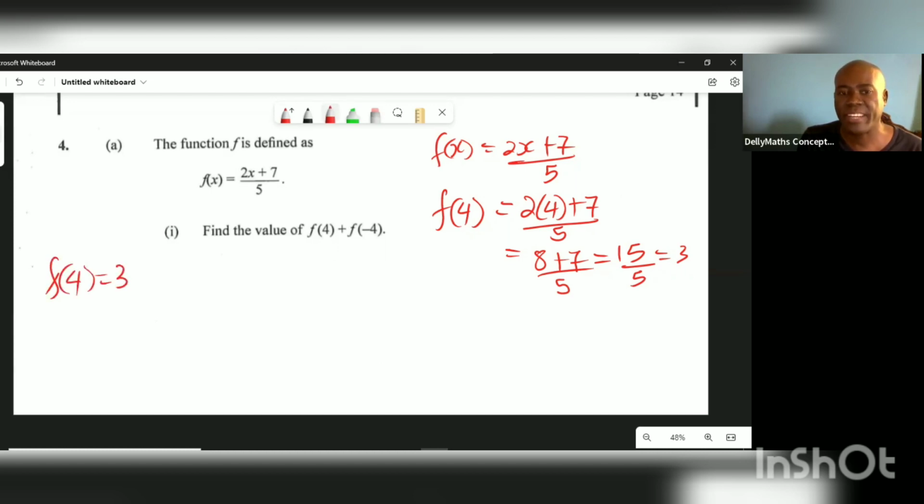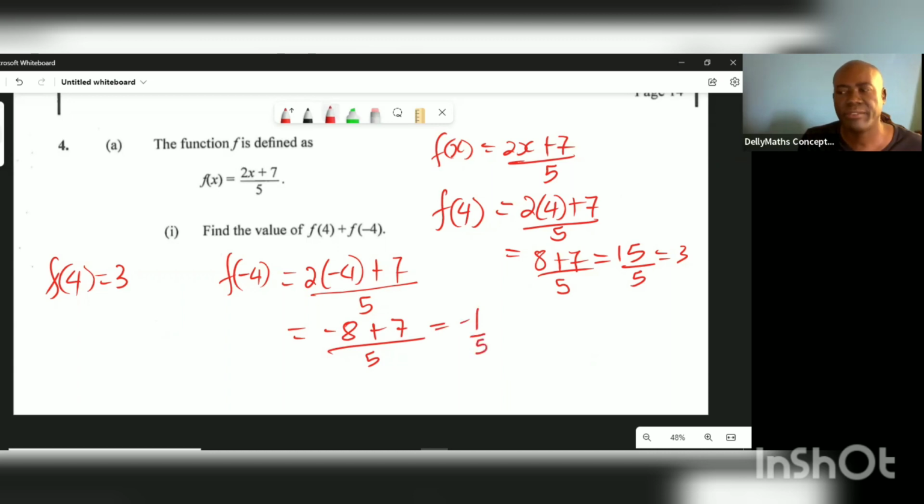I need to find f of -4. So let's go for f of -4 right here. This is going to be (2 times -4 + 7) all over 5. This is (-8 + 7) all over 5, and we're talking about -1 over 5. Very good. So -1 over 5 is equal to f of -4.